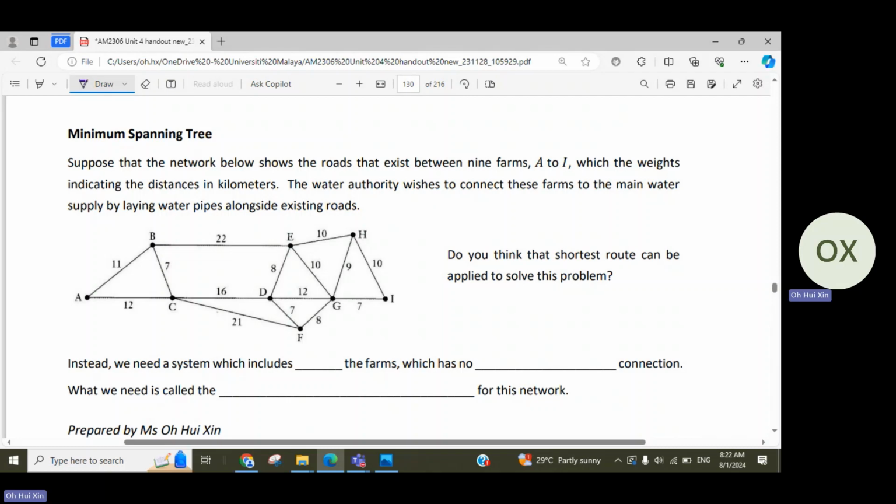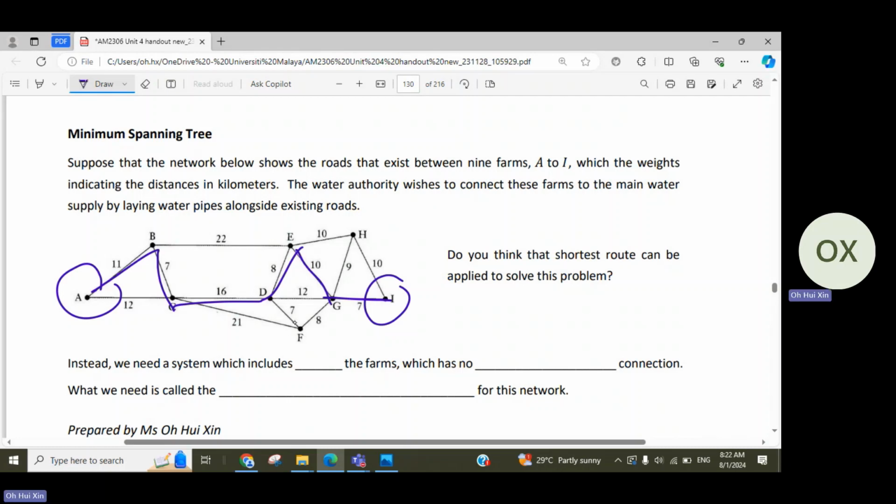Which means the idea is that if today we need to find the most effective way to solve this question, do you think we can use the shortest route? In the shortest route, we learn, for example, that maybe this is the shortest route for me to go through. But the idea for shortest route is that you are talking about the shortest distance to reach one place from another place. So shortest route doesn't require us to go through every vertex.